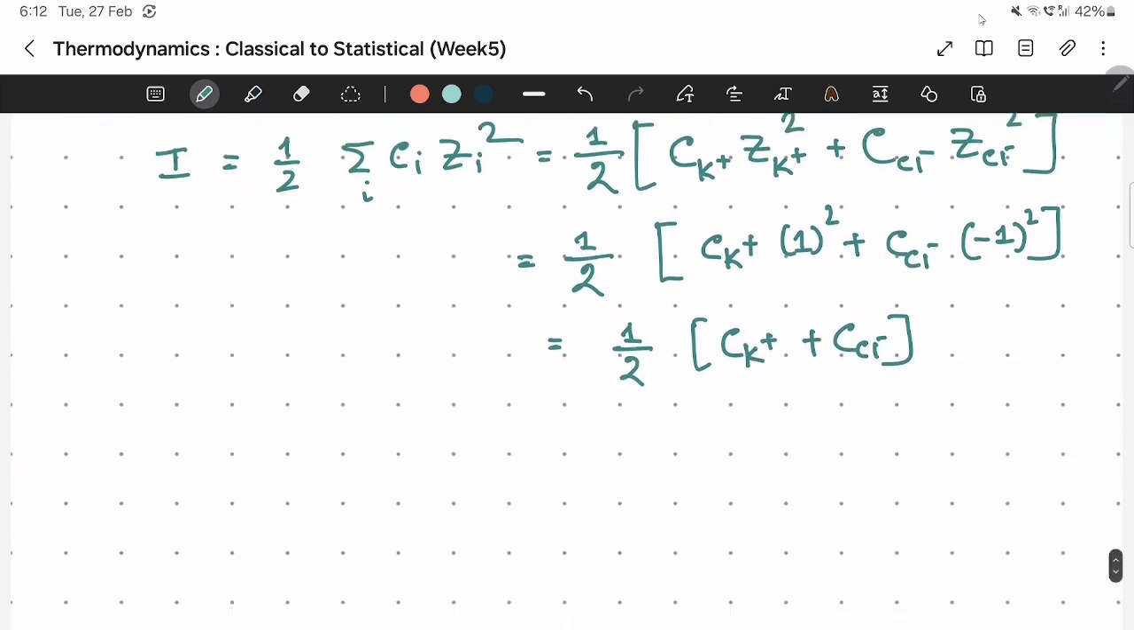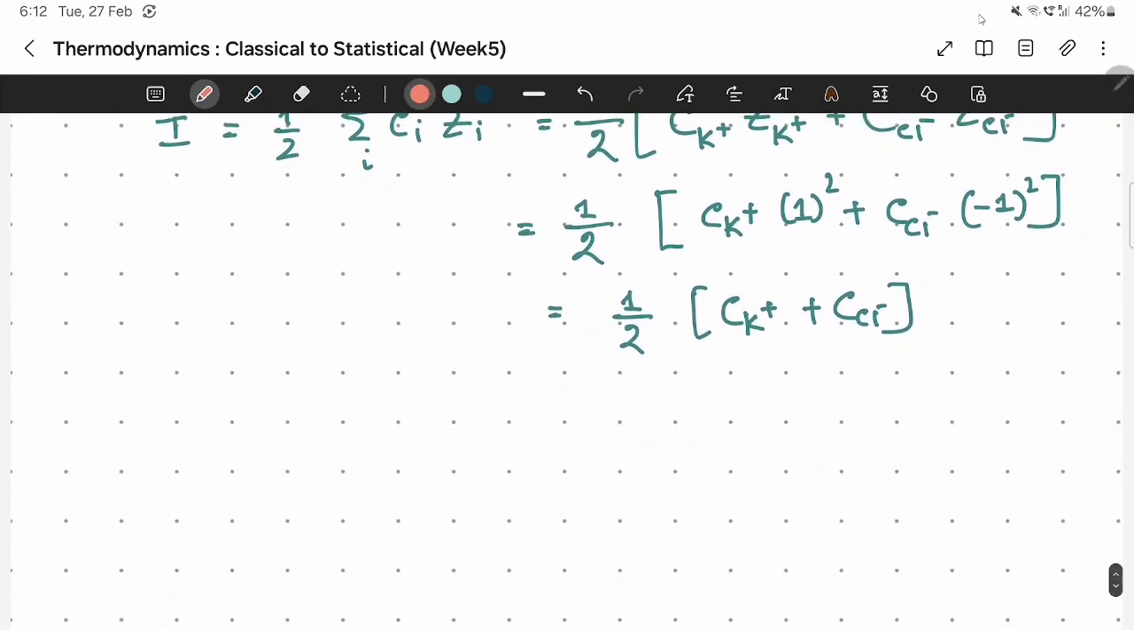Now we have to find out the concentration. KCl dissociates into K plus and Cl minus. If the concentration of KCl is X, let's say, then obviously the concentration of K plus and Cl minus will be X, because one KCl molecule dissociates into one K plus ion and one Cl minus ion. So if X number of molecules are there, then X number of K plus ions and X number of Cl minus ions will be generated. Hence the concentration will be the same for K plus and Cl minus, equal to that of KCl.